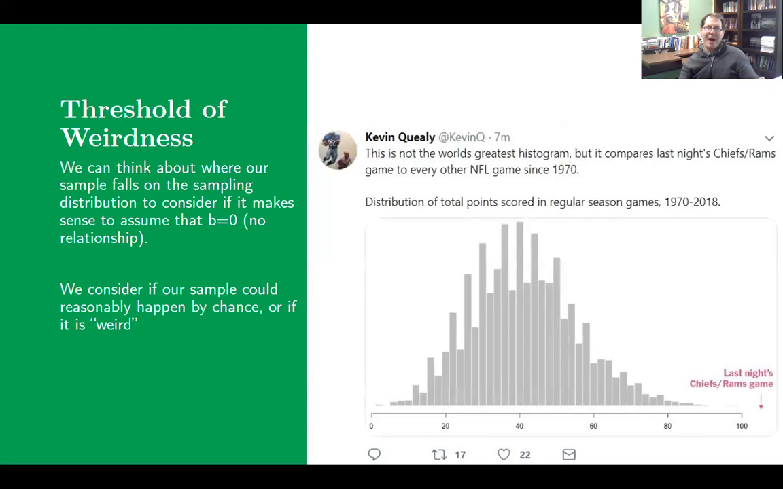Now, when I watched the game, I thought, wow, that's a really high-scoring game. But it wasn't until I saw this distribution of the point totals for every NFL game played from 1970 through 2018 that I realized just how crazy that Chiefs-Rams game actually was. NFL games seem to follow kind of a normal distribution in terms of how many points teams score. On average, teams score a little over 40 points, roughly 20 apiece. Sometimes you get low-scoring games, sometimes high-scoring games, but you almost never get a high-scoring game like that Chiefs-Rams game. That was crazy.